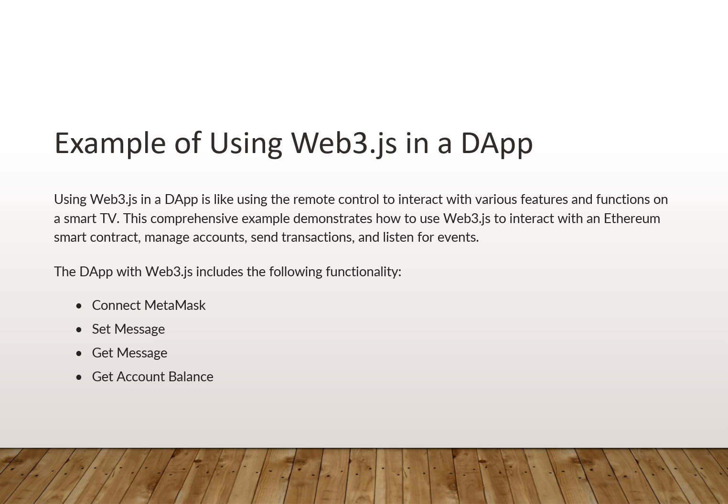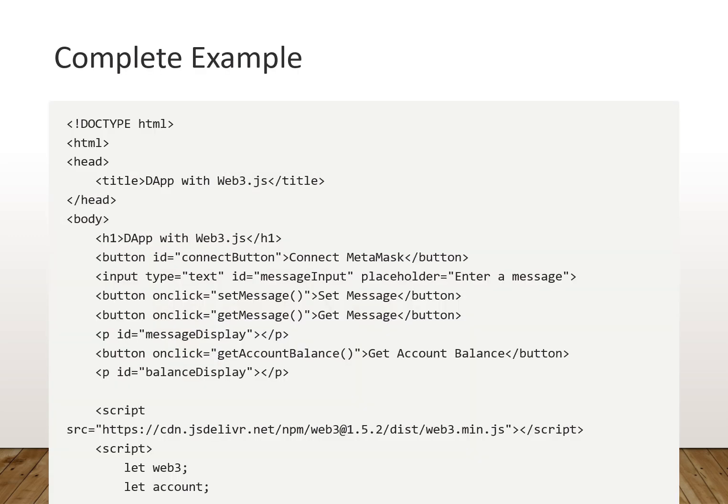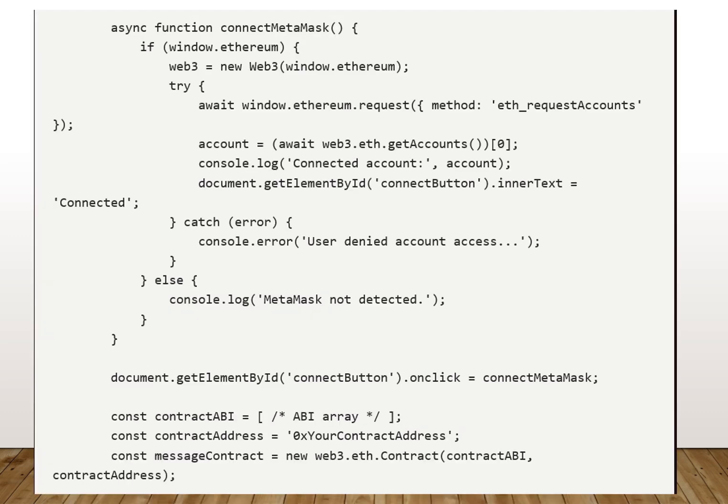Let's see the code. So this is the complete example of our code. It has basic HTML, CSS and JavaScript. These HTML lines are pretty basic, which define the title, the head and the headings of the front end, and it also has buttons. And then the script contains the URL, which includes web3.js, and the let web3 and let account define the variables for web3 and the MetaMask account.